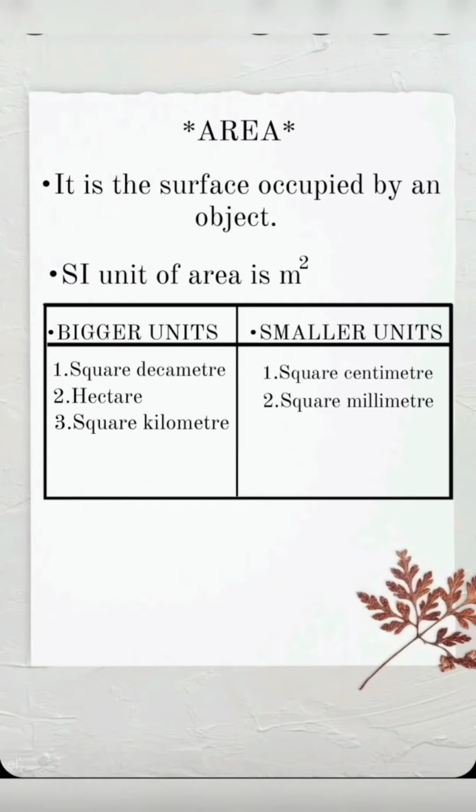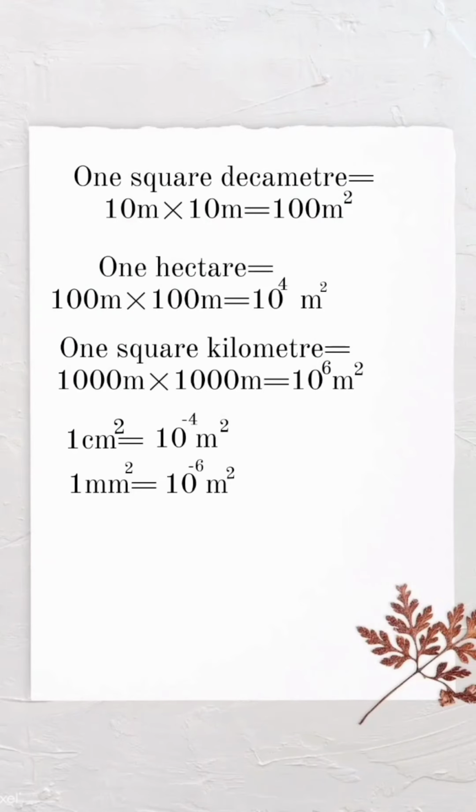Now we can see the smaller units for measurement of area of objects like pencils, rubbers, etc. So two smaller units are centimeter square and millimeter square. That is, 1 centimeter square is equal to 1 centimeter into 1 centimeter, and 1 millimeter square is 1 millimeter into 1 millimeter. So this will be useful for doing the numericals.